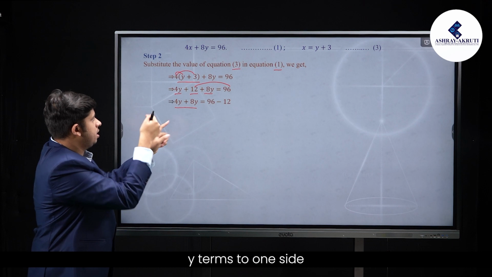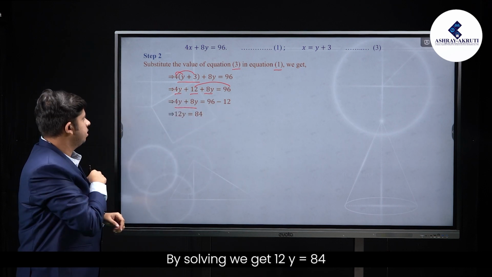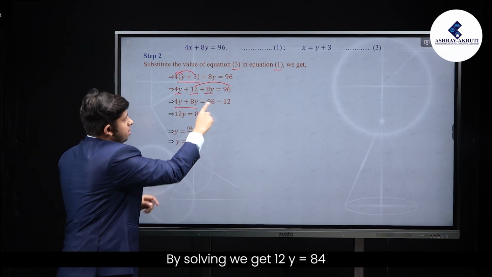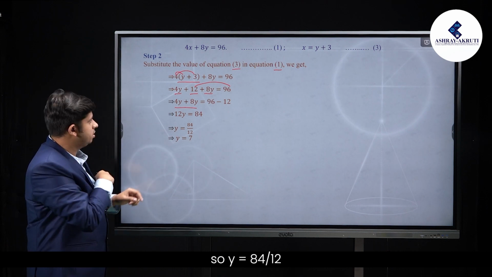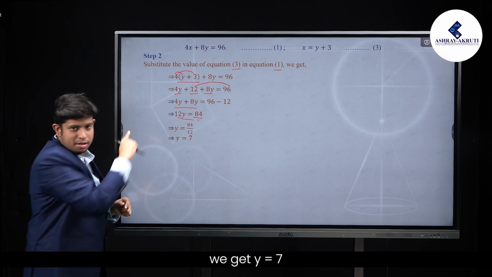Now write down the y terms to one side and the constants to the other side. By solving, we get 12y is equal to 84. So, y equals 84 by 12. By cancelling, we get y equal to 7.